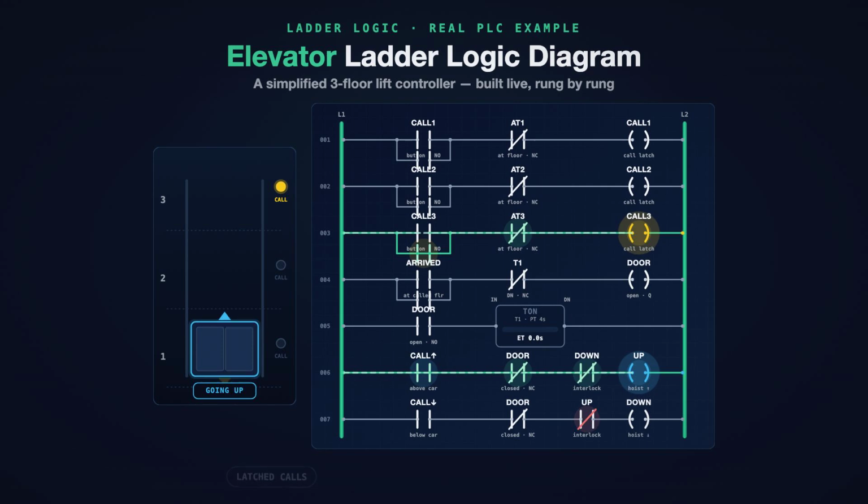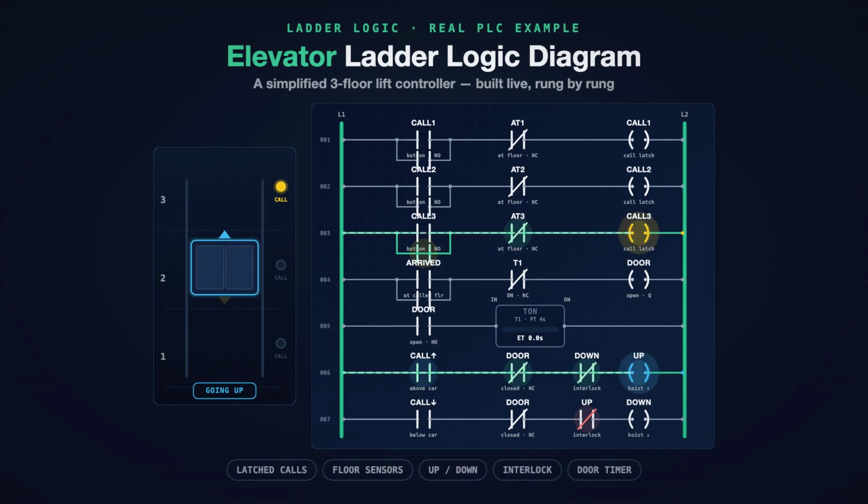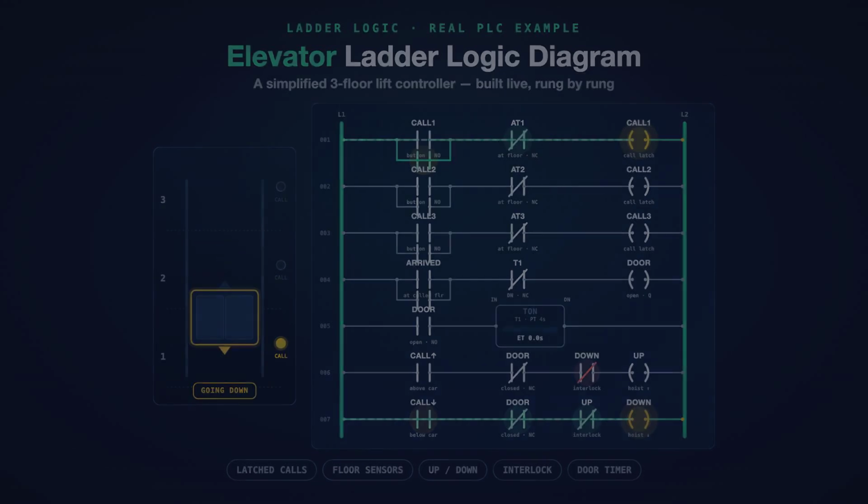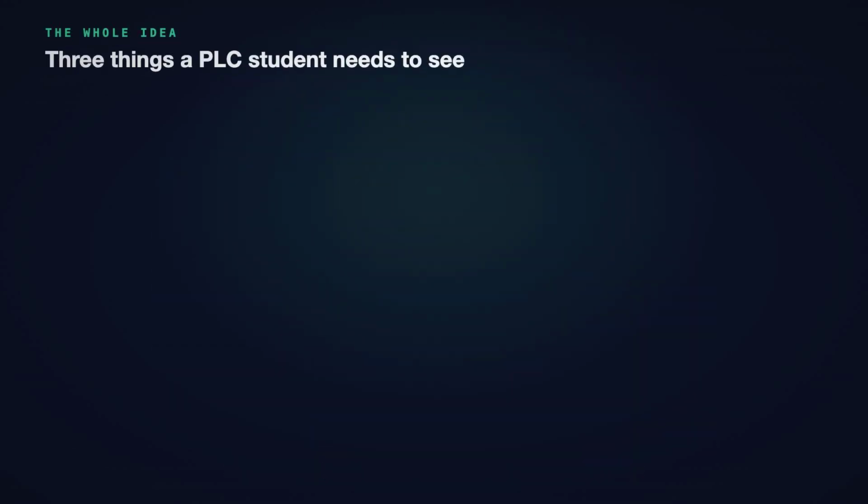contact on it. It is a favorite PLC training example because it packs 3 big ideas into a handful of rungs. So let us rewind, wipe the diagram clean, and build it from the very first rung. Before we touch a contact, here are the 3 ideas this program is built around. The 3 things a PLC student really needs to take away.